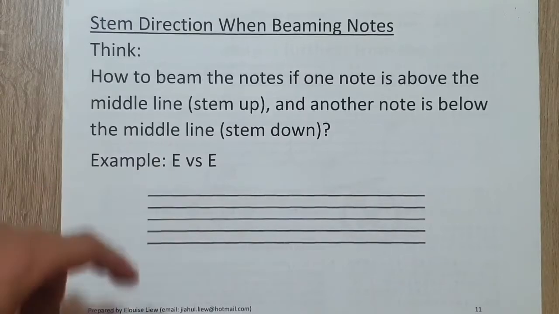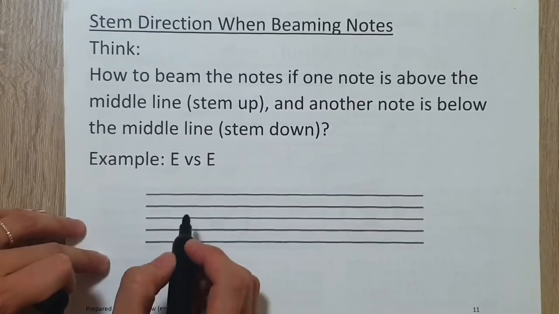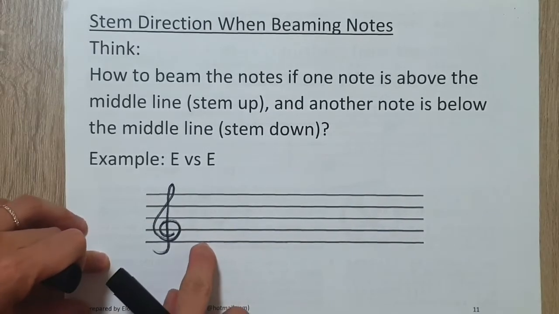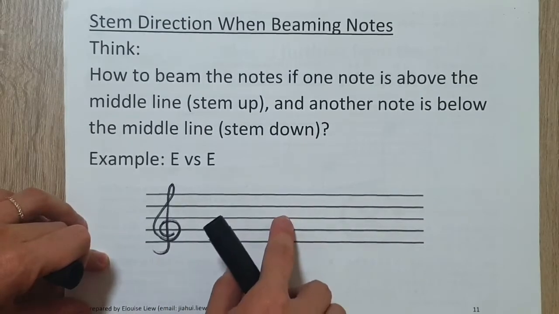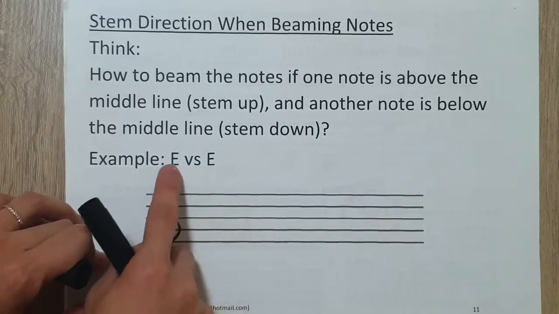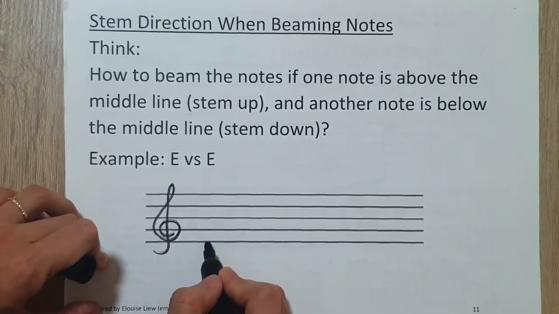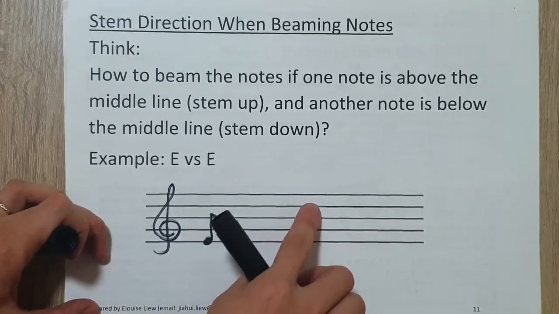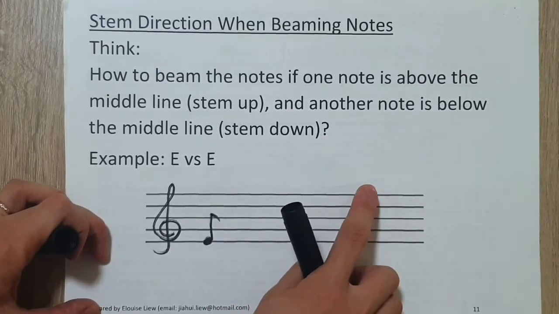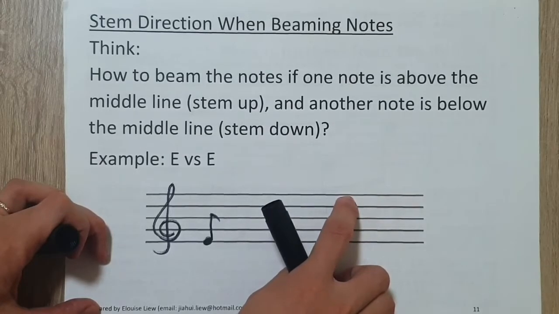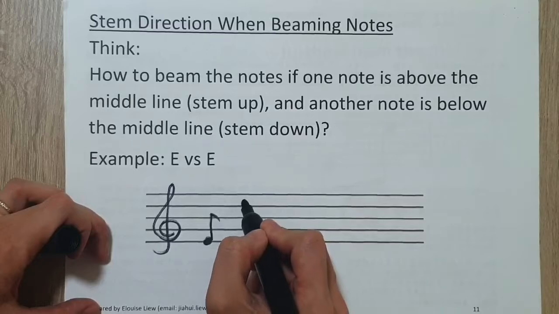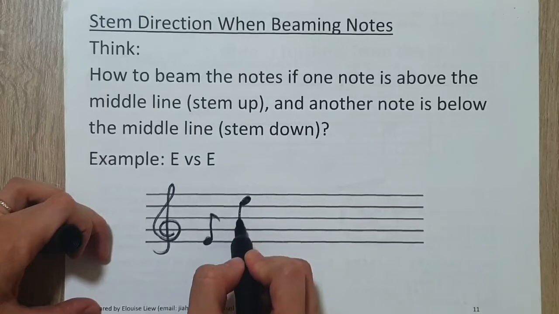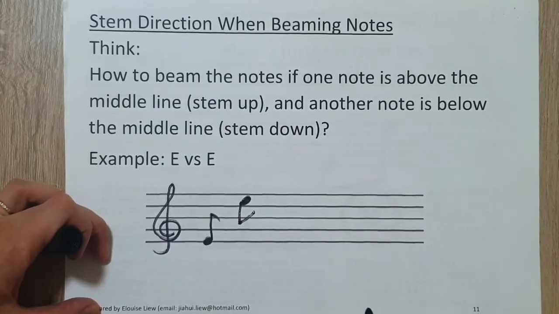Say, for example, I have the mnemonic for treble clef: Every Good Boy Does Fine. Remember? Every, that's E. So I'm going to draw a quaver like that. Every Good Boy Does Fine. So Fine is F. If I draw a note below F, that would be E. So I'm going to draw E here, okay? Because it's above the middle line, the stem comes out from the left, pointing downward. Tails always point to the right.